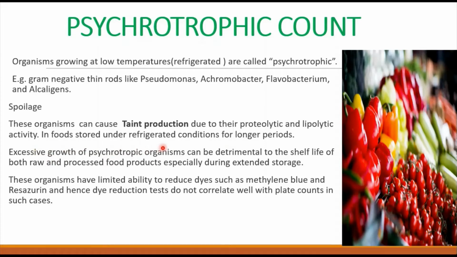In food stored under refrigerated conditions for longer periods, these cause this kind of spoilage called taint production. The excessive growth of these psychrotrophic organisms can be detrimental to the shelf life of both raw and processed food products, especially during extended storage conditions. These organisms have a limited ability to reduce dyes such as methylene blue and resazurin, and hence dye reduction tests do not correlate well with the plate counts in such cases. So we are not using this one.